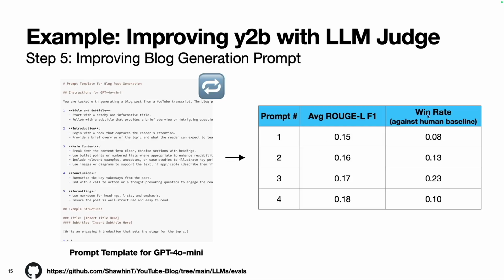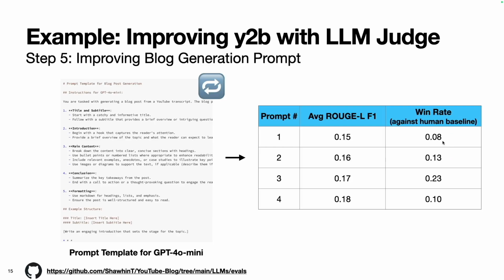This column here is showing the win rate against the human baseline. With each new prompt, I generated 30 AI generated blogs, and then I compared those AI generated blogs head to head to the corresponding real ones that I personally wrote. And then I used the win rate of the AI generated blogs against the real ones as the eval metric.